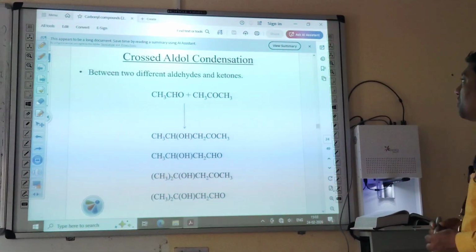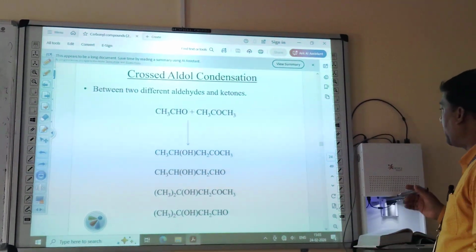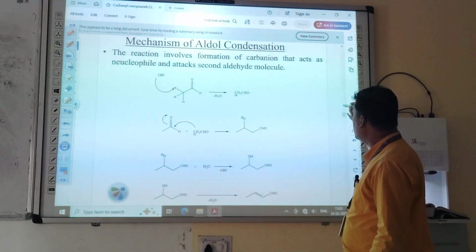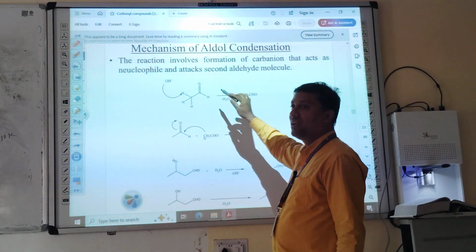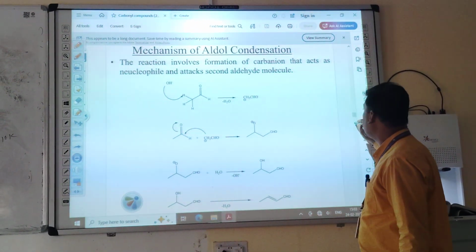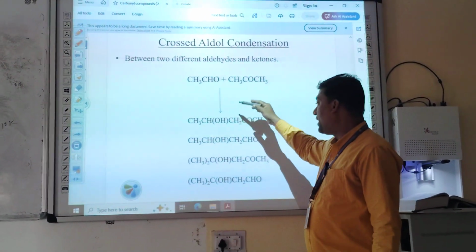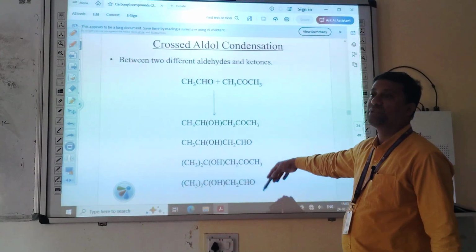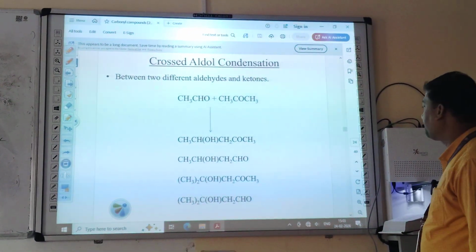Then crossed aldol condensation. In case of crossed aldol condensation, what happens? In aldol condensation, two reactants are similar. But in crossed aldol condensation, two reagents are dissimilar, and they will form different types of products. Okay, and the mechanism is the same.